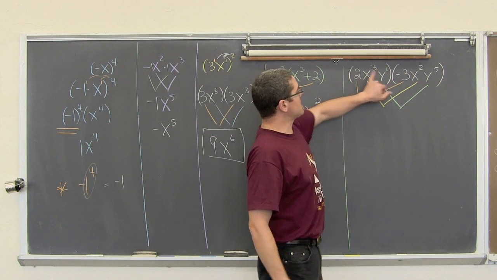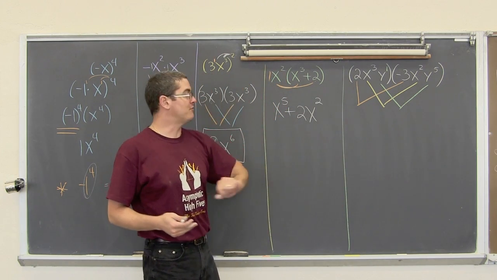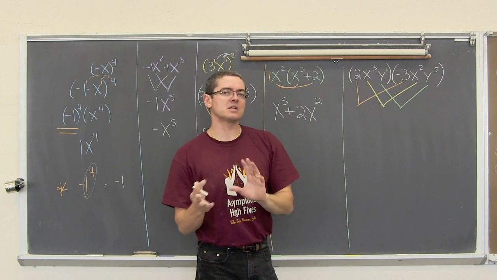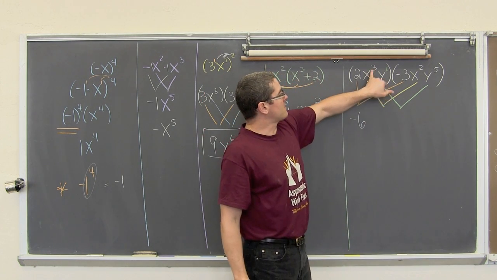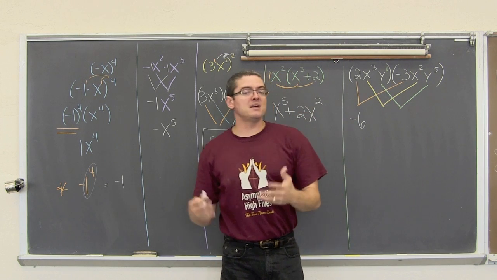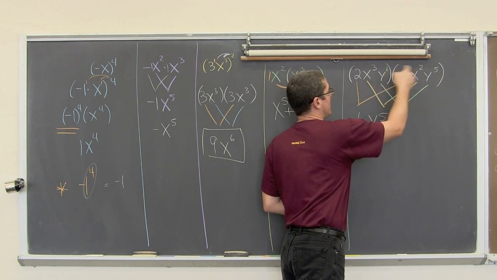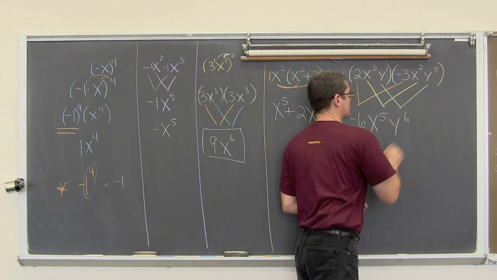So we're going to do 2 times negative 3. These aren't exponents. They're right along the line of bases here. This has an exponent of 1, this has an exponent of 1. So we're just going to do 2 times negative 3 and get negative 6. X to the third times x squared, like bases, add the exponents. That's going to be x to the fifth. And then like bases, y to the first, y to the fifth. That's going to be y to the sixth power.